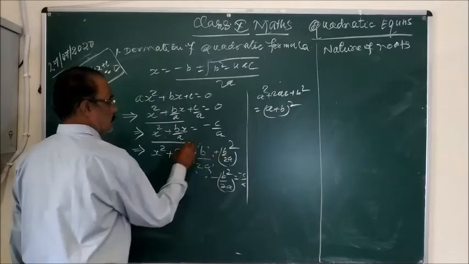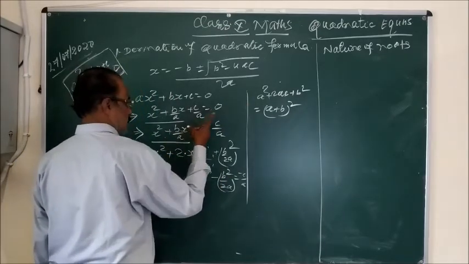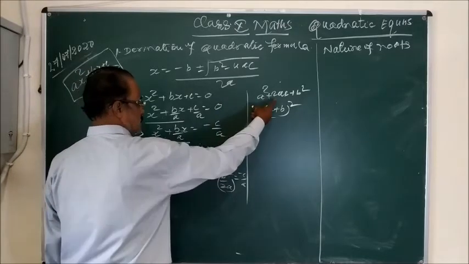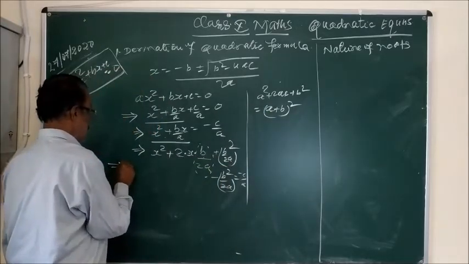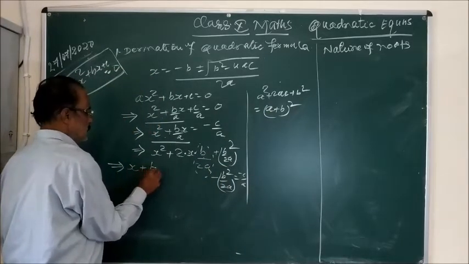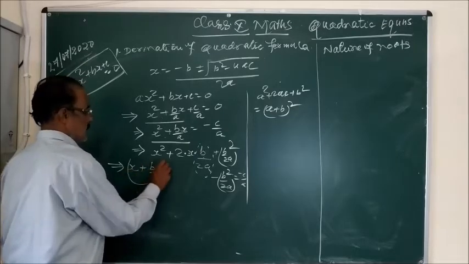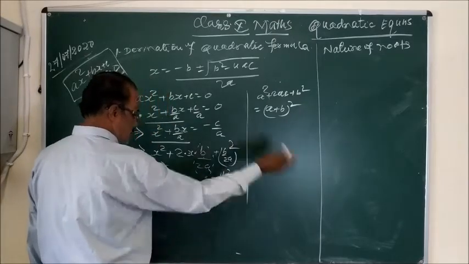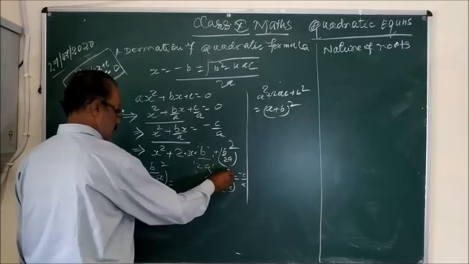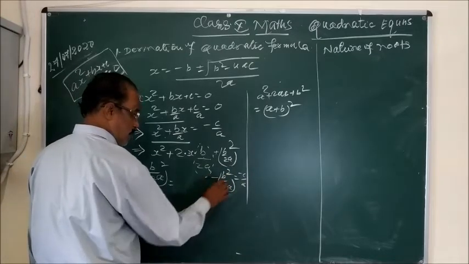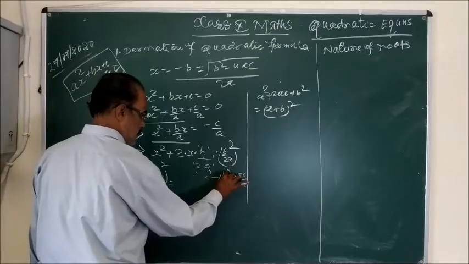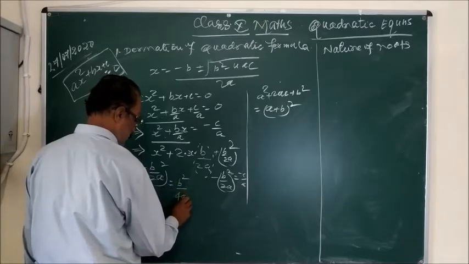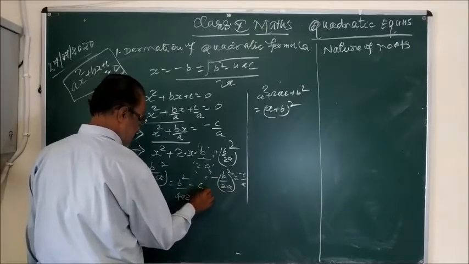Now you see, you compare this: x square is a square, 2ab is 2 into this, plus b square. This is written as a plus b whole square. So you will write here x plus b by 2a whole square. And now these two, this you transfer from left to right. So b square by 4a square, taking the square, this is the whole square. So here will be b square by 4a square minus c by a.